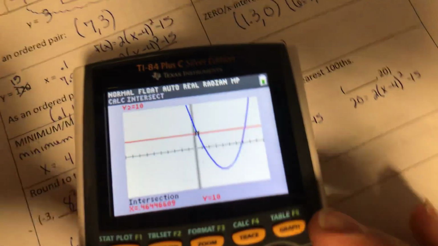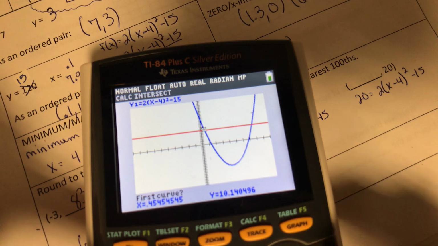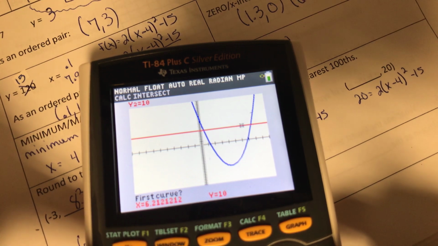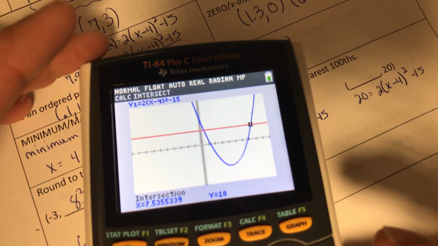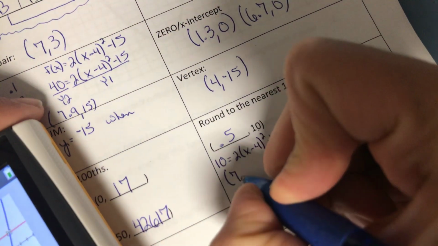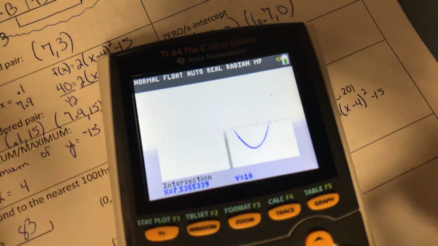And then I'll get the other one, so I'll do second trace, choose option 5 again, scroll over to the other one, and then I'm going to hit enter 3 times. So now I have 7.5. And then I'm going to do this once more, but with 20 in there.